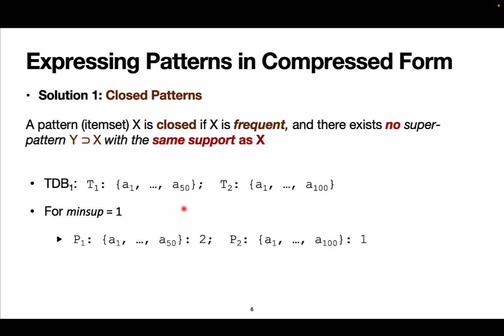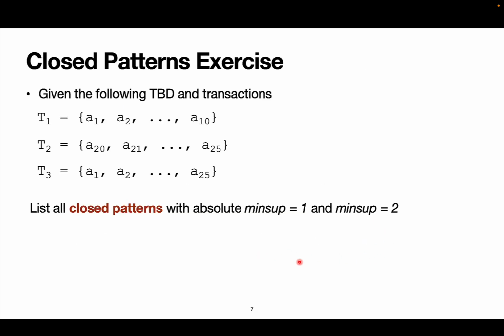For the previous example, the T1 and T2, we end up with two closed patterns. A pattern that goes from A1 to A50, and we will have two of those. One comes from T1 and the other comes from T2. And then we have A1 to A100, and we have one pattern of this form. Here's an exercise to practice finding closed patterns. Suppose we have 3 transactions. We need to list closed patterns with minimum support equal to 1 and minimum support equal to 2.